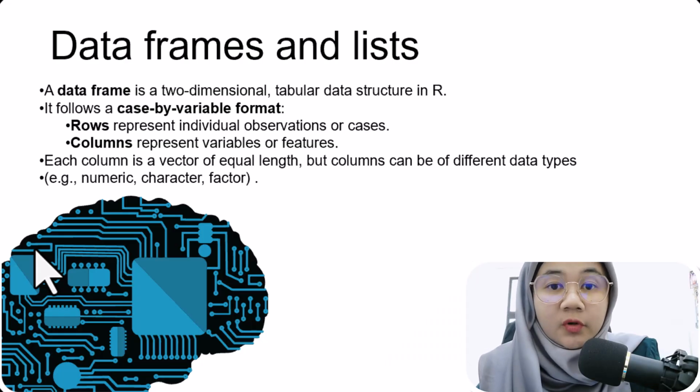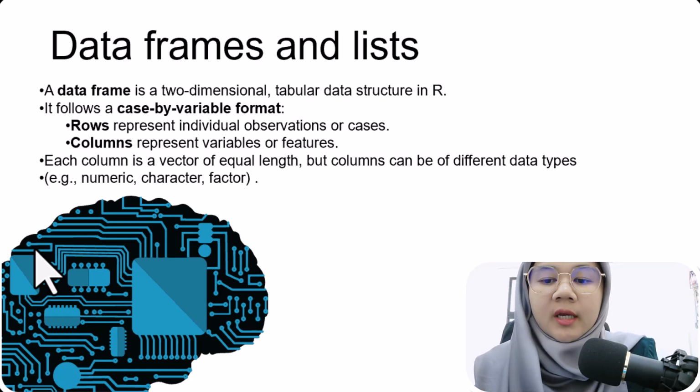Okay guys, before we go further to data frames and lists, you should know that a dataset frequently consists of more than one column of data, where each column represents the measurement of a single variable, and each row represents a single observation. This format is referred to as case by variable format.